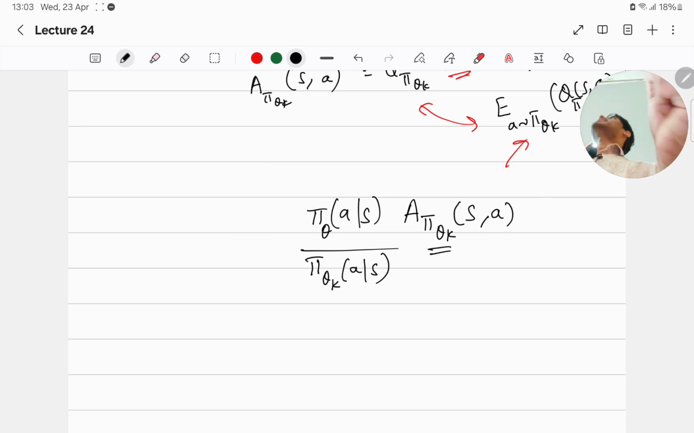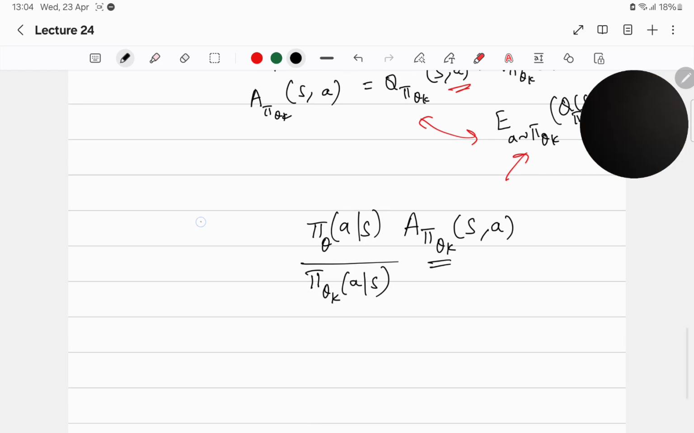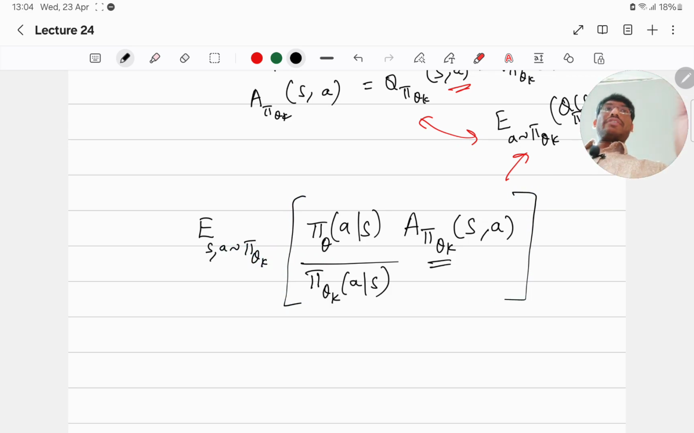Now this is for a given state, right? For every state you have to deal with this. So what you can do is you can take an expectation over s comma a with respect to theta k. For every s comma a pair you have to deal with this, right? So you want to maximize this.